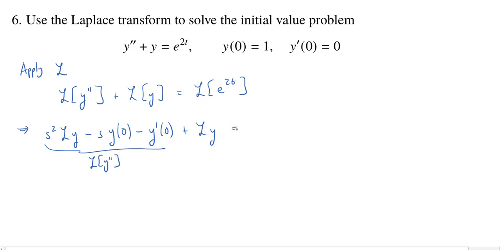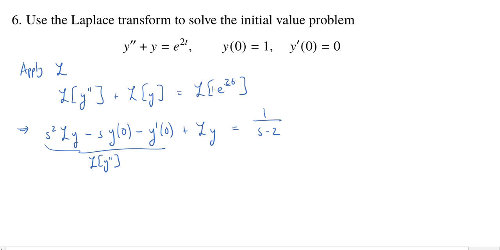Okay, on the other side, we're taking the Laplace transform of e to the 2t, and we have a nice formula for that. This is going to be 1 over s minus 2. Of course, you should always think of exponentials as just being shifts. So in this case, you're shifting 1. The Laplace transform of 1 was 1 over s, and the shift is by 2. So you replace 1 over s with 1 over s minus 2.